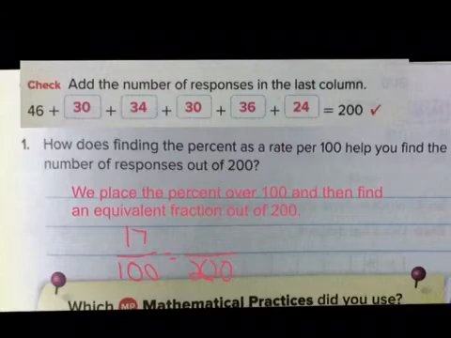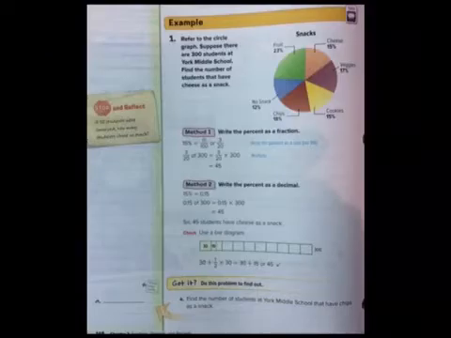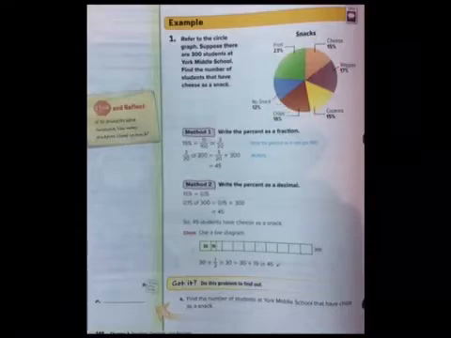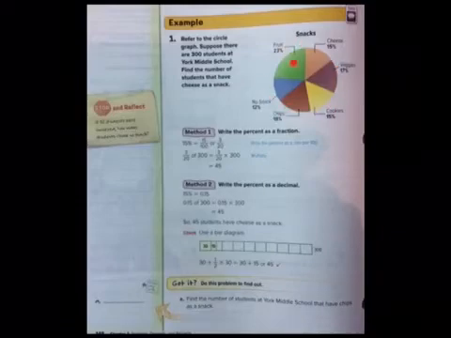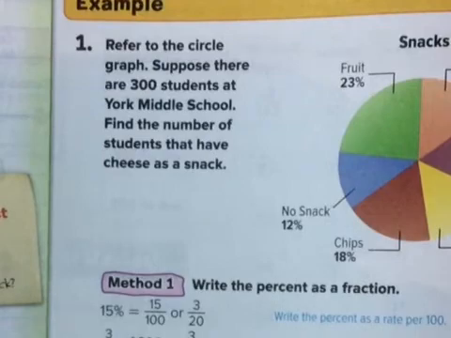Okay, let's go ahead and put a star next to both sides here as a key answer. Okay, now on page, I believe this is 148. Here we're given a pie chart. Now remember, pie charts are best used to represent 100%. That's why we use an entire circle, like a whole pizza or a whole pie represents the 100%, and we can see how the 100% is broken up. This is the best tool that we can use for that. Here we have, refer to the circle graph. Suppose there are 300, not 200 anymore, 300 students at York Middle School.